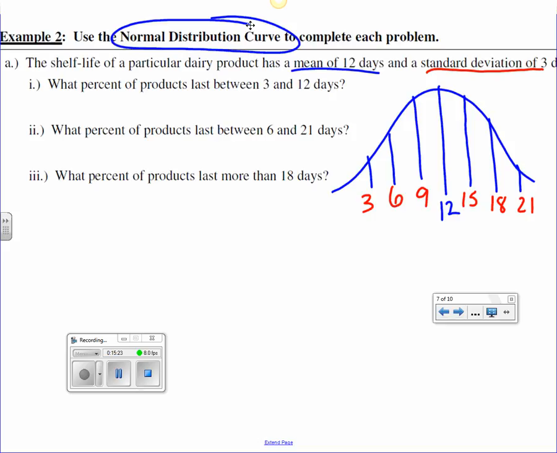Okay? Now, without looking at the other side of the paper, what percentages go right here? 34. Very good. So 34% and 34%. Please fill it in for this problem. 34 and 34. Without looking, does anybody remember the next one? 13.5. 2.35. Very good.